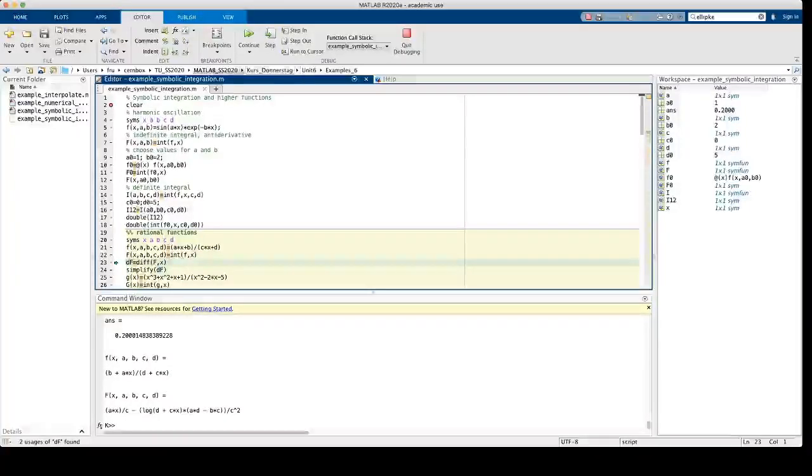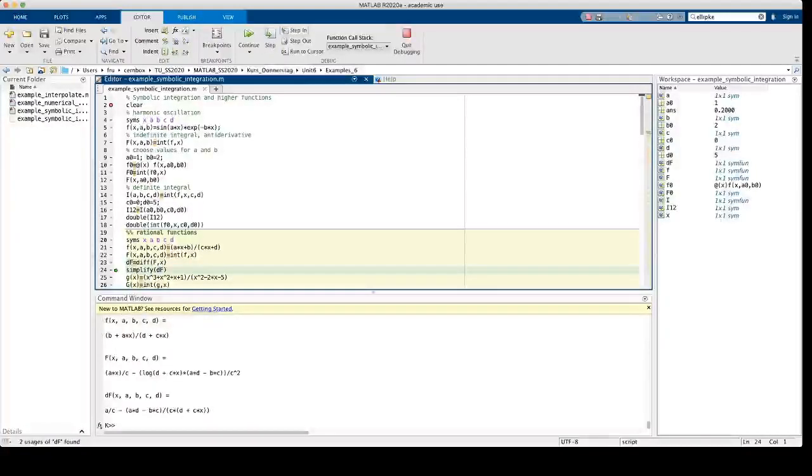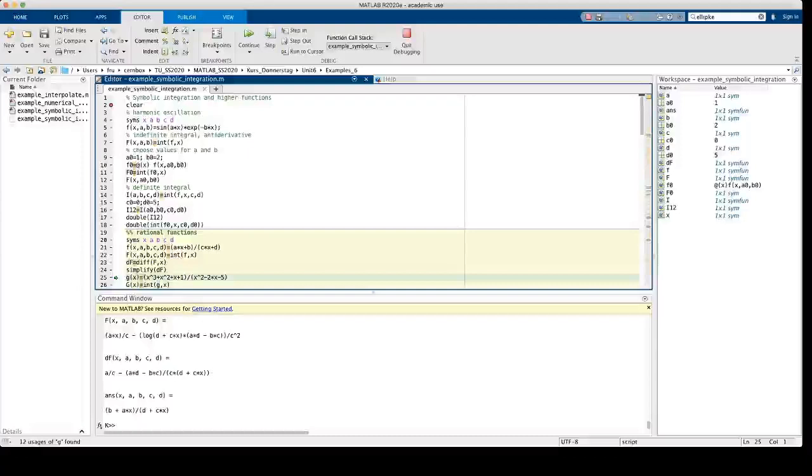Now we can try to differentiate capital F again and compare it to the function small f. So this is a differentiation of capital F with respect to x. I can invoke the function simplify to get the simplest algebraic form of this derivative. And here you see immediately that it's indeed identical to small f.